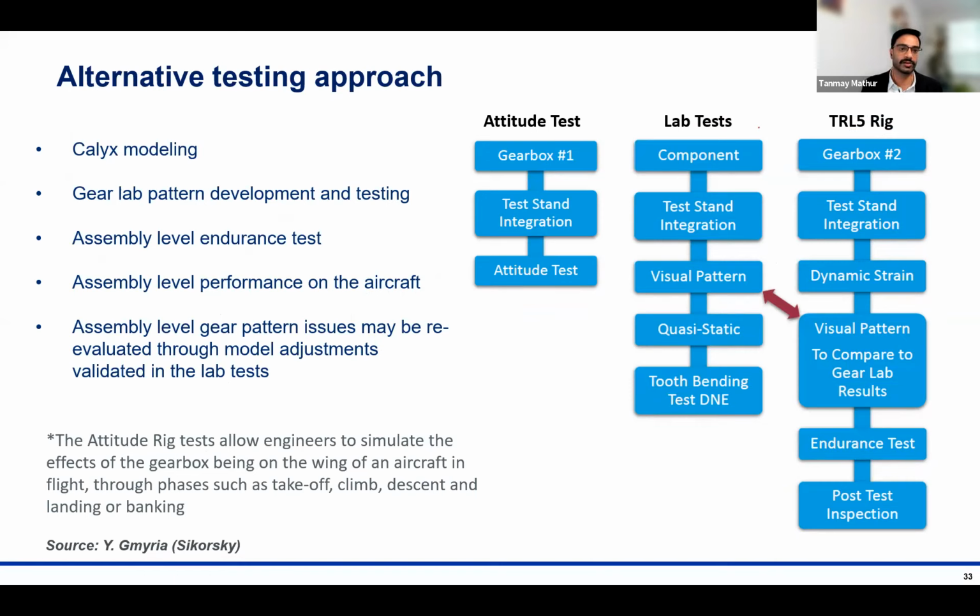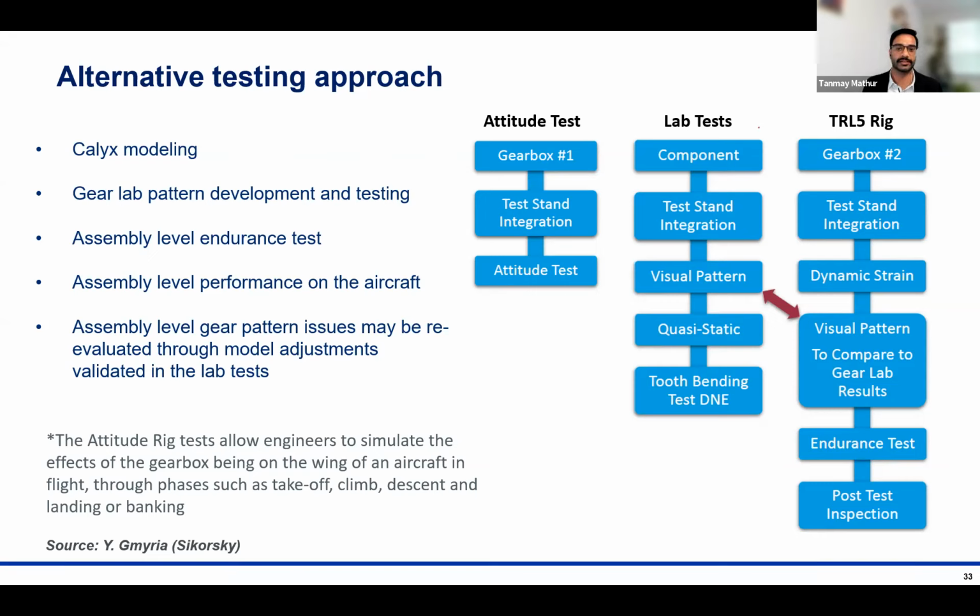So in this alternative approach, you assemble two gearboxes, not one. The one is on an attitude test rig that enables you to simulate the gearbox being on the wing of an aircraft, or different attitudes in the nacelle in case of a tilt rotor. Right. And the other test rig is a TRL5 rig that allows you to test the full gearbox assembly.